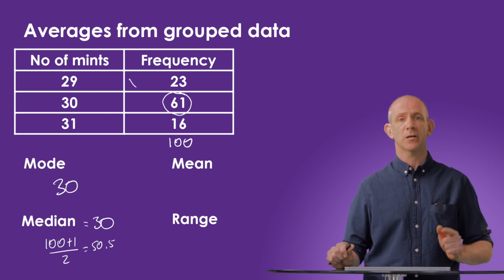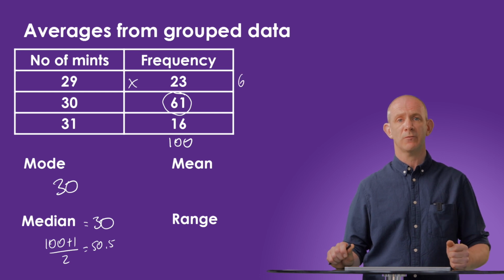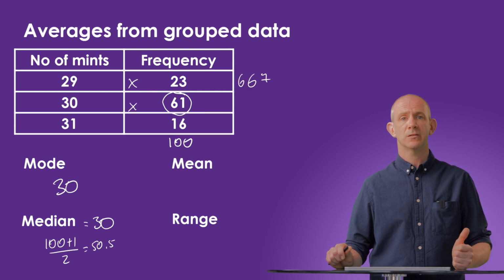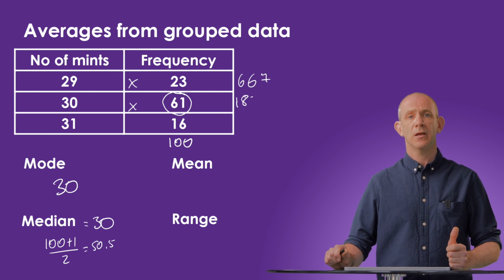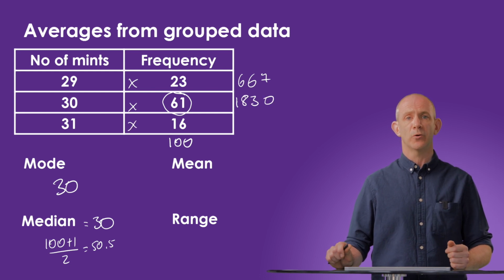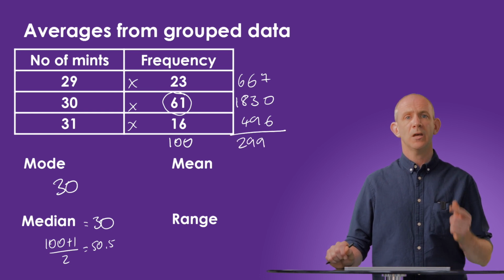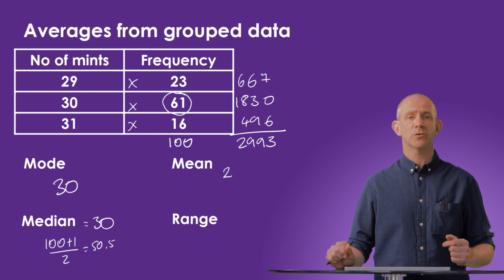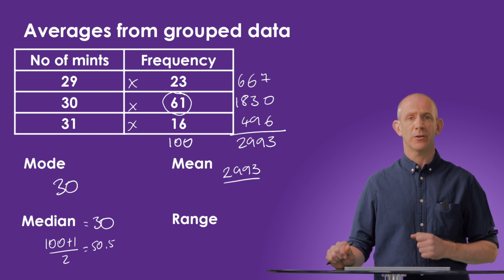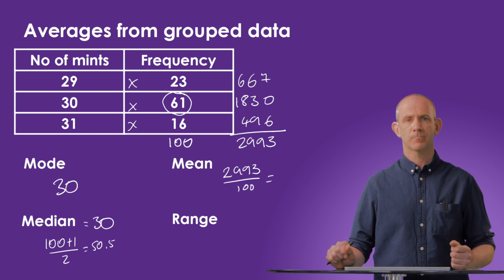So we'll do 29 times 23 to give 667, 30 times 61 to give 1830, and 31 times 16 to give 496, which when added together will give us 2993. If we divide this by the frequency of 100, we get 29.93 minutes per box.